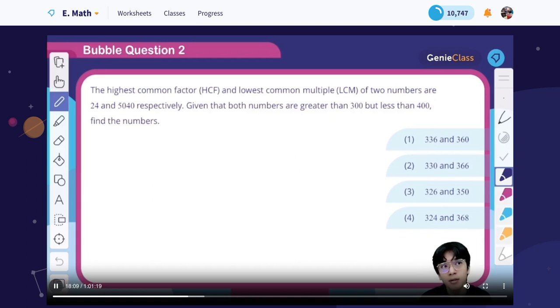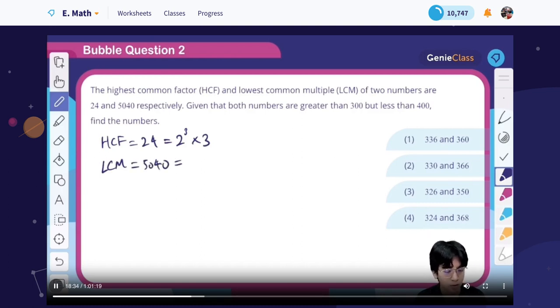And 3, 2, 1, time's up. They give you HCF and LCM. We are going to factorize them. HCF is 24, which is equal to 2 cubed times 3. LCM is 5040. You can slowly factorize it. You get 2 power 4 times 3 squared times 5 times 7.